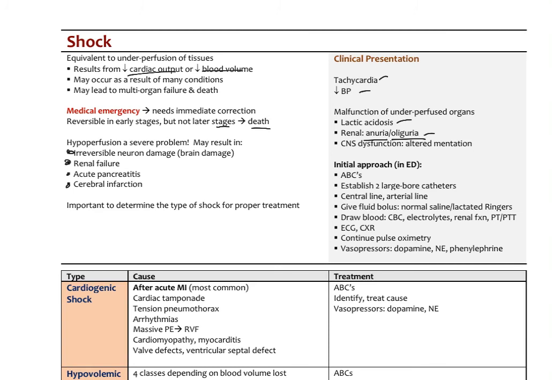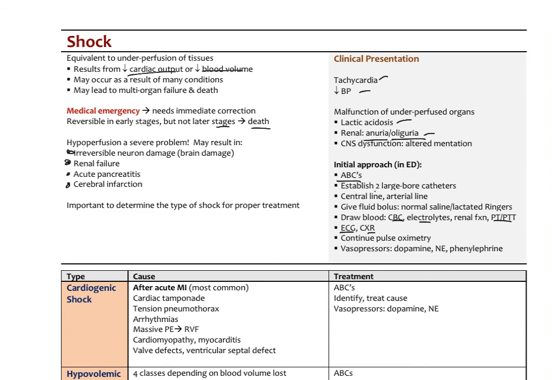The initial approach when a patient, for example, is brought to the emergency department would be to do their ABC, so airway, breathing, circulation. That's the first thing. Make sure they have a heart rhythm, they're breathing, etc. And then usually they establish 2 intravenous lines with 2 large bore catheters, and then they usually do a central line and an arterial line. Through this they give different fluids, usually saline or lactated ringers. They'll do blood draws looking at CBC, electrolytes, renal function, coagulation tests, an ECG, chest x-ray, and then pulse oximetry.